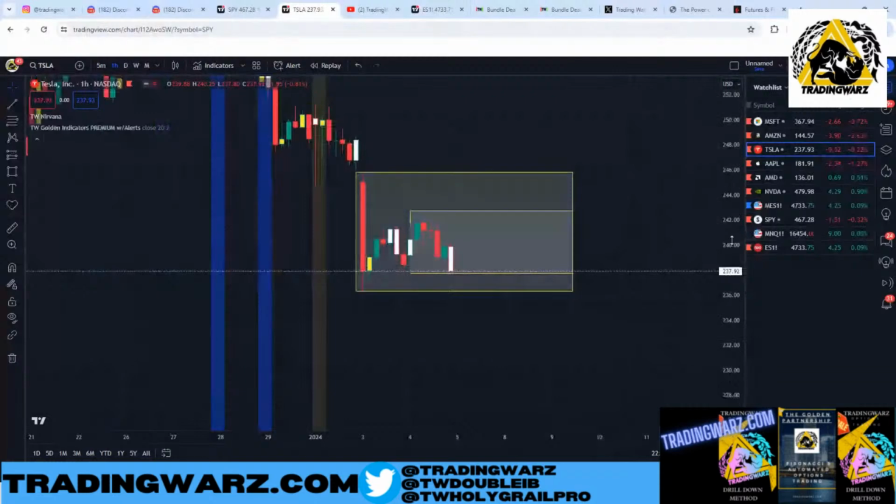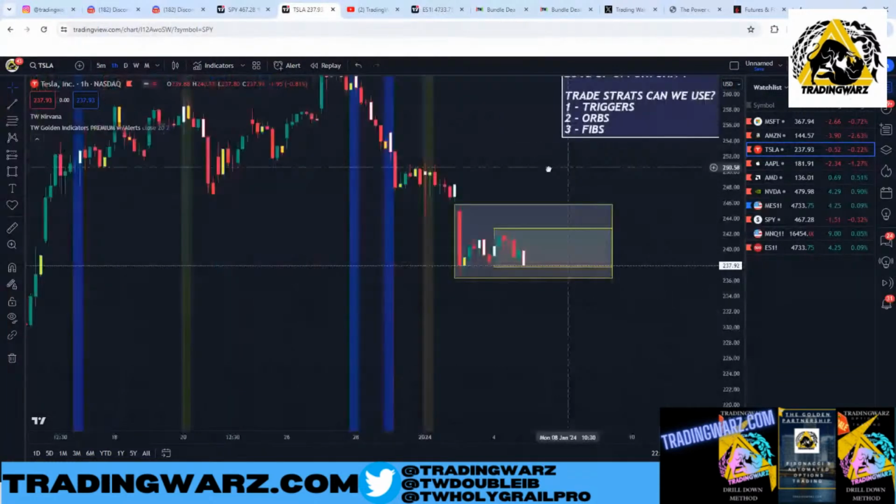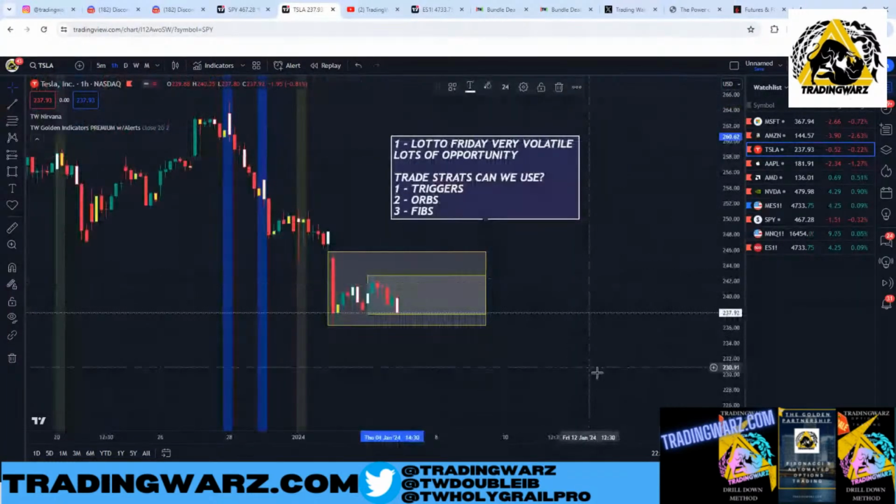So now we know, based on the daily chart, that we have a very strong chance of breaking out on Friday based on this price action.